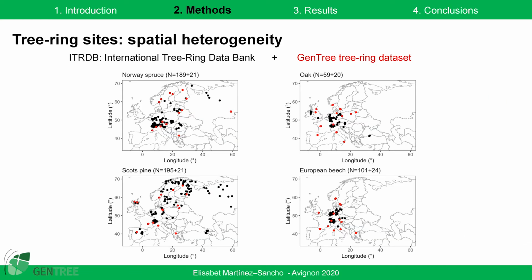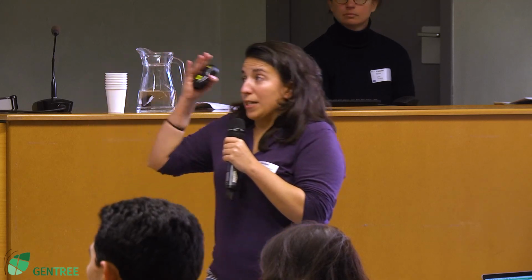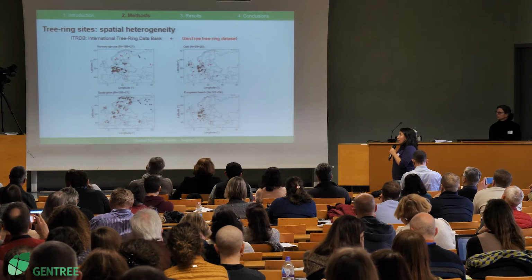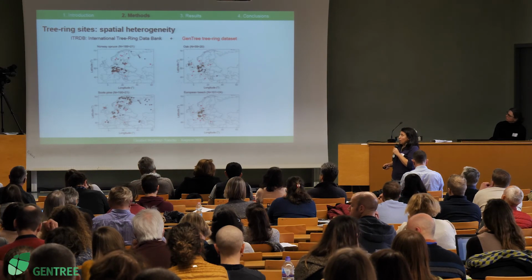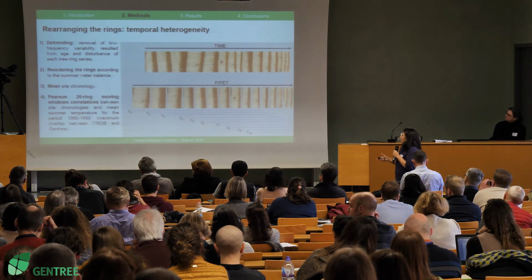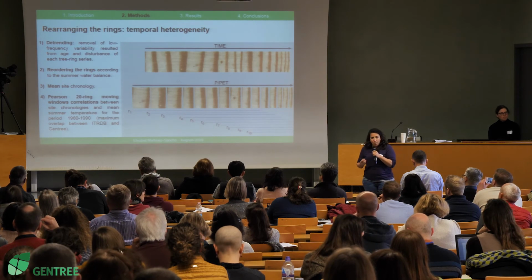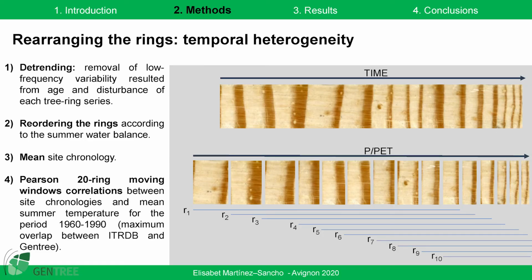Now afterwards we need to collect tree ring data. And as Santiago mentioned, we have the tree ring data from the GenTree sites, but we combine it with the data from the ITRDB, which is the International Tree Ring Data Bank. As you can see, we nicely cover the distribution area of the species, so assessing a large part of the spatial heterogeneity. But our data also has temporal heterogeneity because it's a time series.